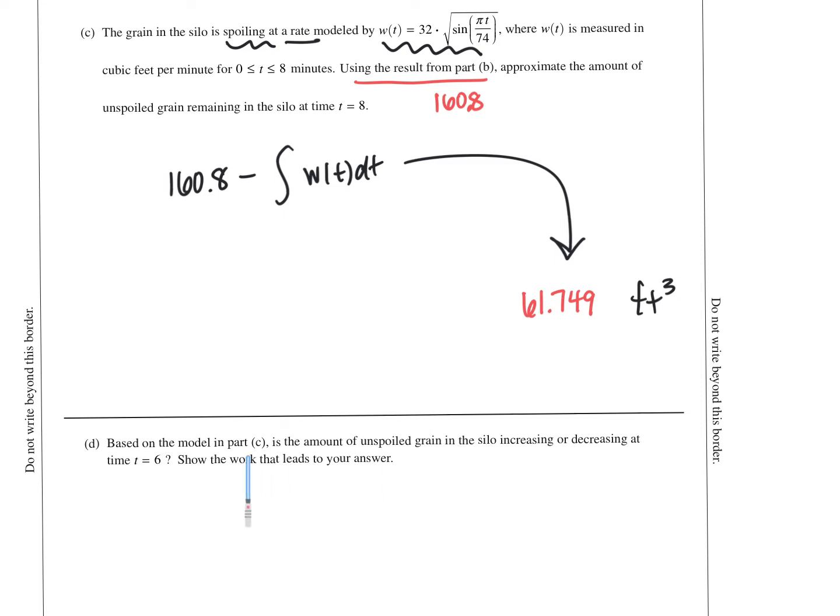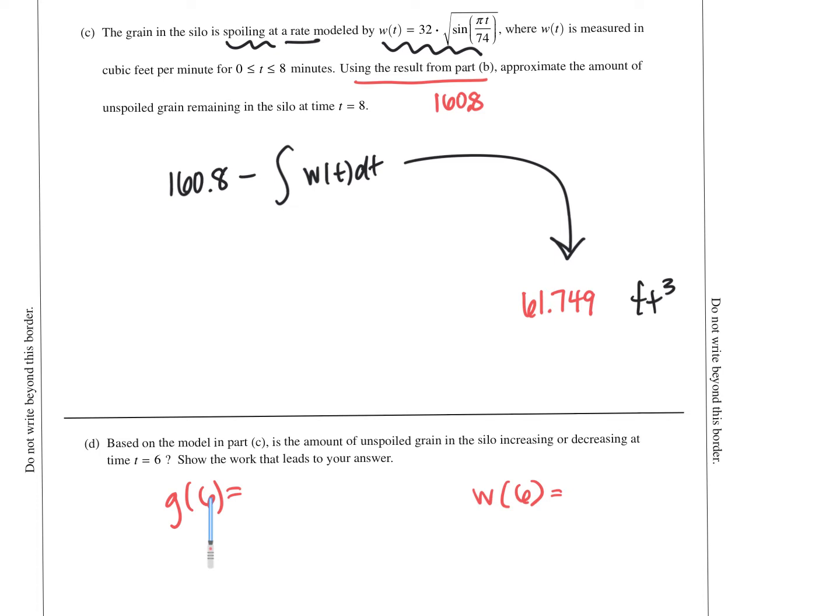So if I want to know if the amount of unspoiled grain is increasing or decreasing, what would happen if I compare the rate that the grain is coming in at 6 minutes versus the rate that the grain is spoiling at 6 minutes? How would we be able to compare those to figure out if that amount is increasing or decreasing? If G of 6 is more than W of 6, positive. Exactly. If the rate that is being added in is bigger than the rate that it's spoiling, then that amount is going to increase, right?